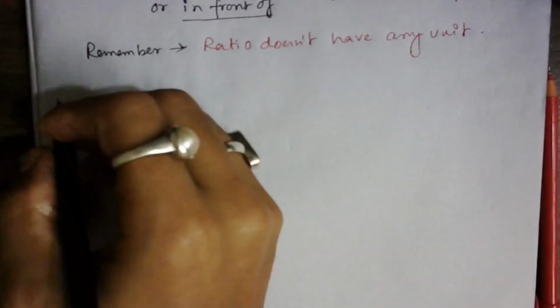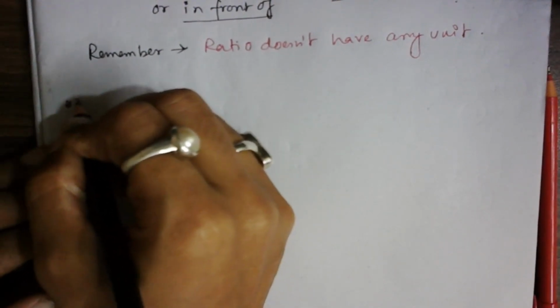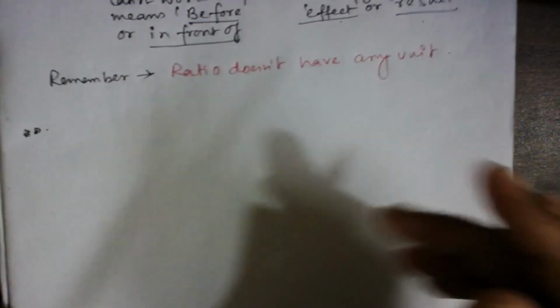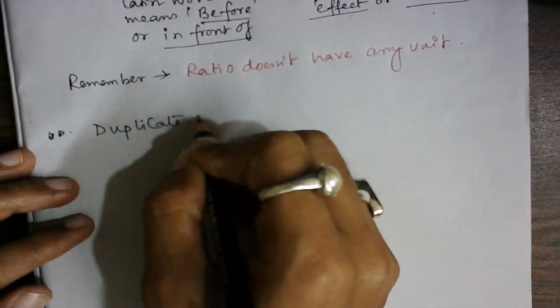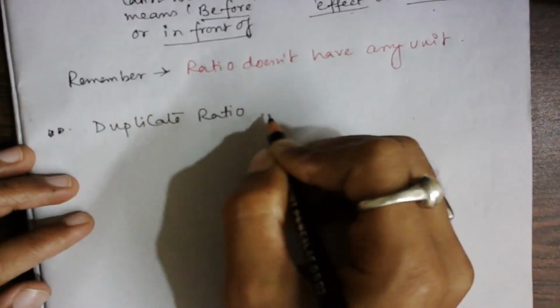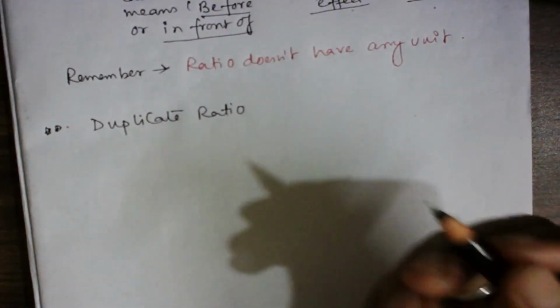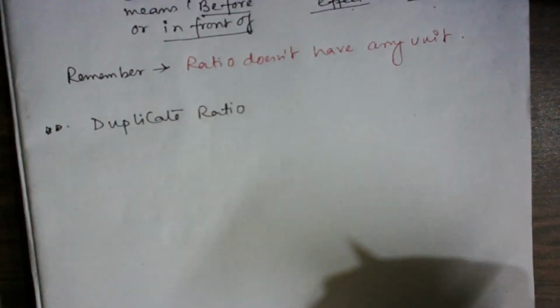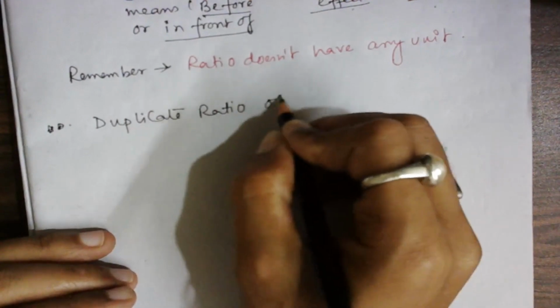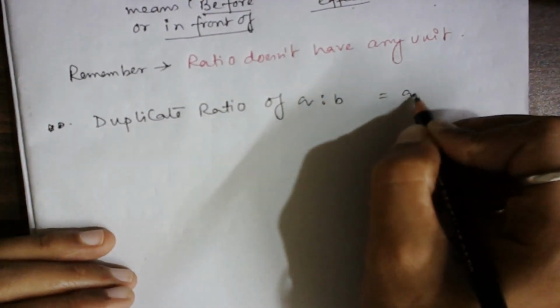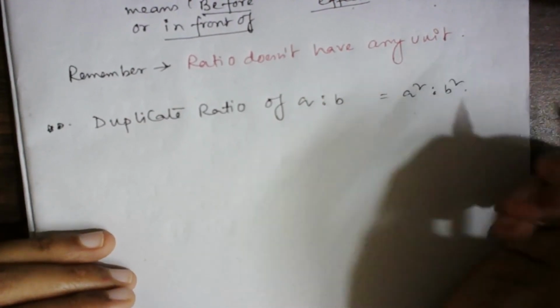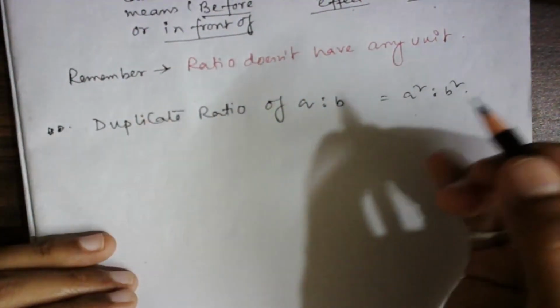Okay, let's understand some more points here. What is called a duplicate ratio? See, duplicate ratio obviously means the square of any ratio. Let's say the duplicate ratio of A is to B is equal to A square is to B square. Duplicate means square of the ratio.